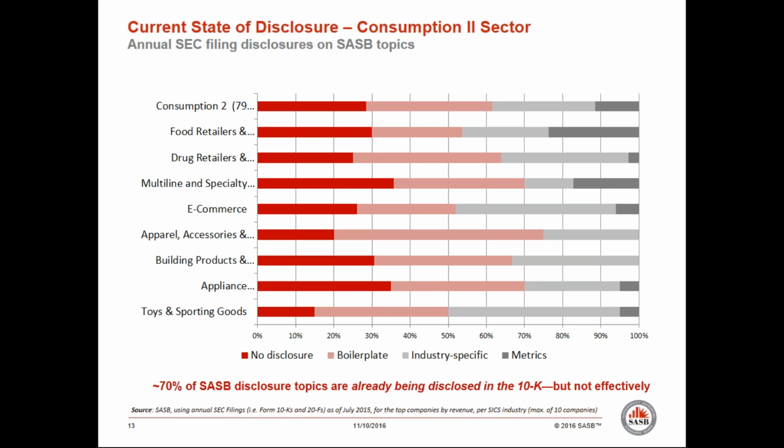And we see in the consumption 2 sector specifically that companies are already disclosing on a lot of these topics. In fact, about 70% of the topics that SASB identifies as likely material are already being reported on by companies. So it's proof we didn't make these up. Companies are already acknowledging that these are material topics, but the problem is that disclosure is not effective. So even in the rightmost column in the metrics category, oftentimes there are wildly different metrics between companies that are being reported on. So disclosure is not effective.